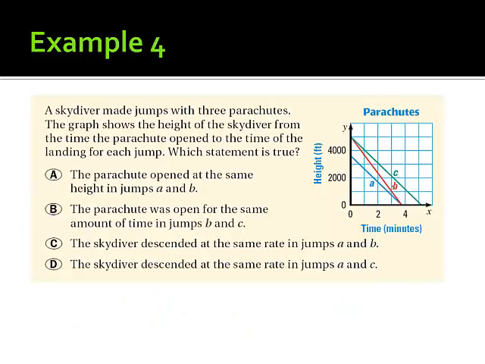Okay, so here's another example. A skydiver made jumps with 3 parachutes. The graph shows the height of the skydiver from the time the parachute opened to the time of the landing for each jump. Which statement is true? A: the parachute opened at the same height in jumps A and B. B: the parachute was open for the same amount of time in jumps B and C. C: the skydiver descended at the same rate in jumps A and B. D: the skydiver descended at the same rate in jumps A and C.